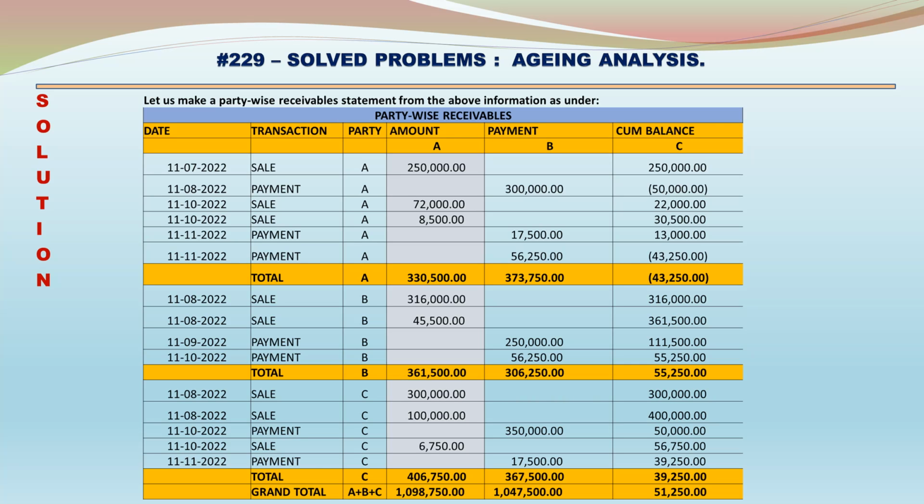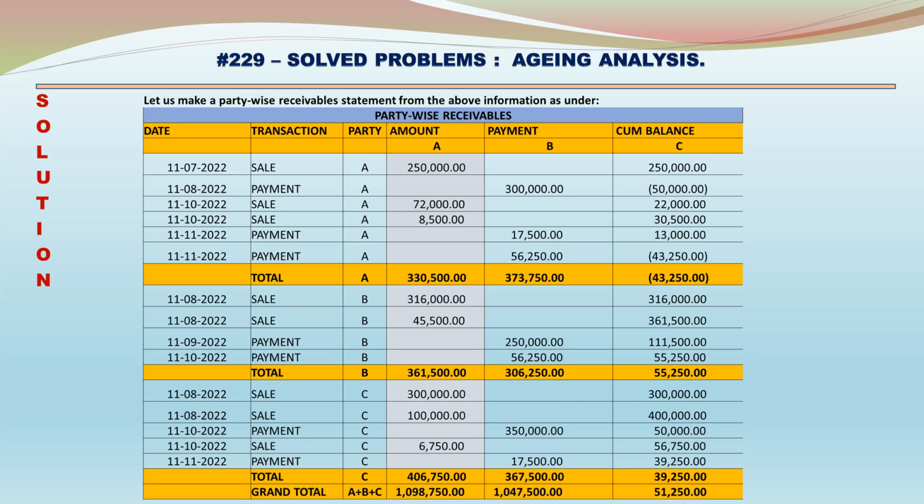Party C: 8th November sale 300,000, 8th November sale again to party C 100,000, 10th November payment from C 350,000, 10th November sale to C 6,750, 11th November payment from C 17,500. Total sale to C is 406,750 and total payments received from C is 367,500. There is a receivable of 39,250 from C.